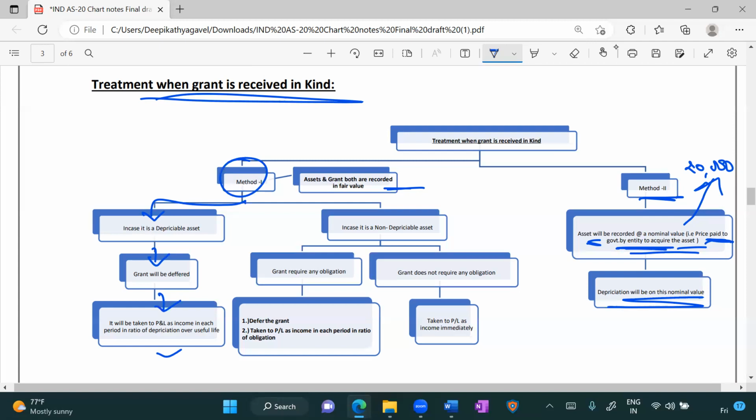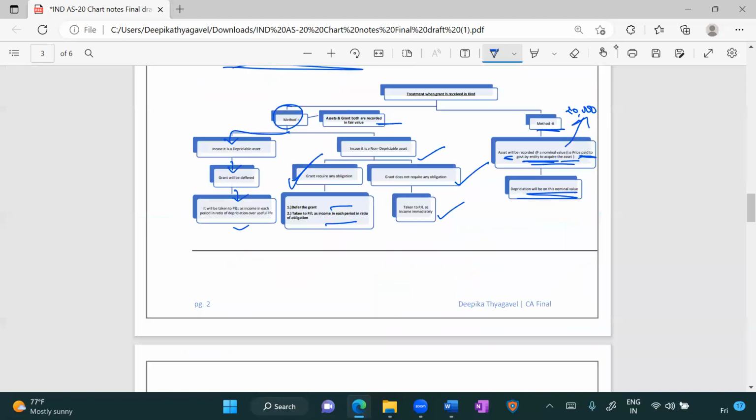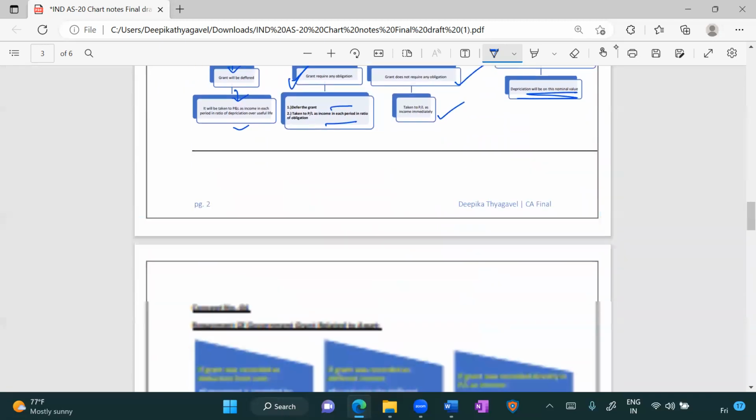And in case it's a non-depreciable asset, you will again check whether there is any obligation attached to it, or if there is no obligation. If there is any obligation attached to it, initially you will defer it and then it will be taken to P&L in each period in the ratio of its obligation. And in case it does not have any obligation attached to it, then directly the entire amount will be taken to P&L, right?